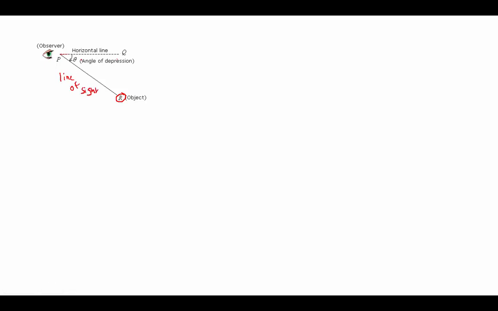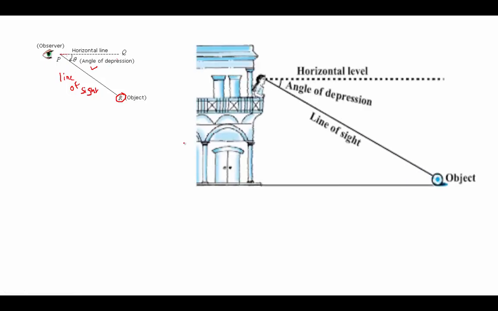Now the angle made by the horizontal line and line of sight will be the angle of depression. Let me see one more thing. See, a girl standing on the top floor of her house. Now see, this is her height, and this is the horizontal level, and this is the line of sight to observe the ball here. Then the angle between the horizontal line and line of sight is nothing but the angle of depression.